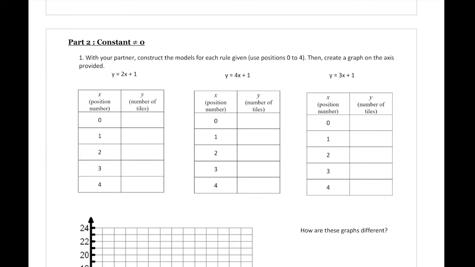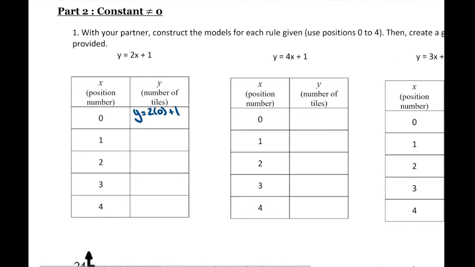Well, so if at position 0, if I use my rule, how we would figure this out is we would take y equals 2 times 0 plus 1. So that x value is going to be substituted into the equation for x, and then we're just going to do a quick calculation and solve for y. So y equals then in this case 1.